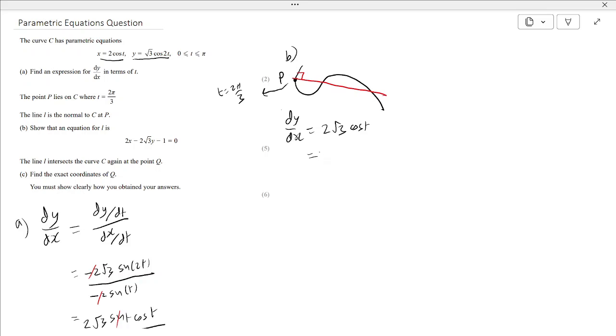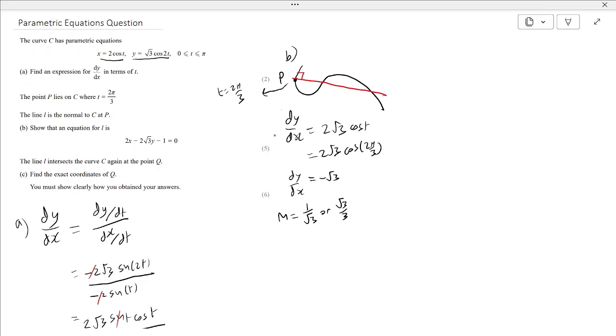So when t is 2 pi by 3, dy by dx, you can just calculate it. Cos 2 pi by 3 is negative 1/2. So this is negative root 3. Now remember, this gives us the gradient of the curve, right? This would be the gradient of this line. Because we're doing the normal, like you did in year 12, you're going to take the negative reciprocal. Negative reciprocal of negative root 3 will be 1 over root 3, or you could write root 3 over 3.